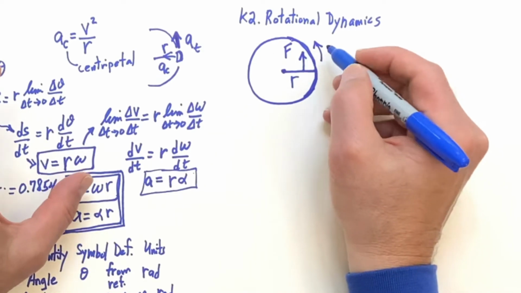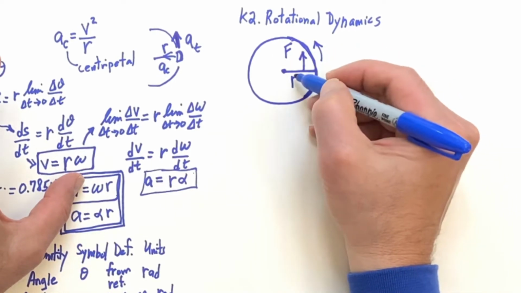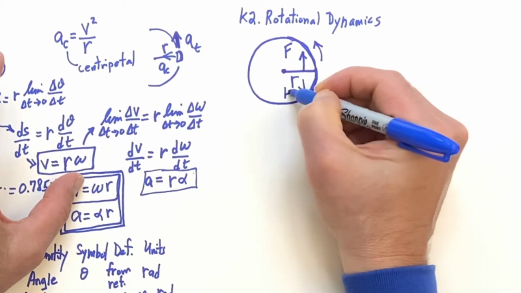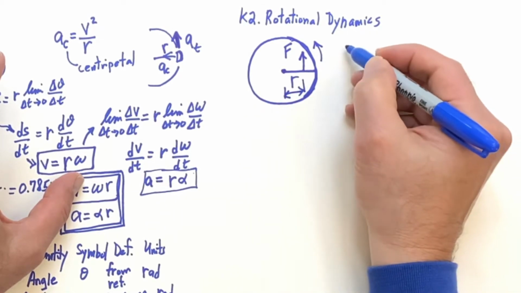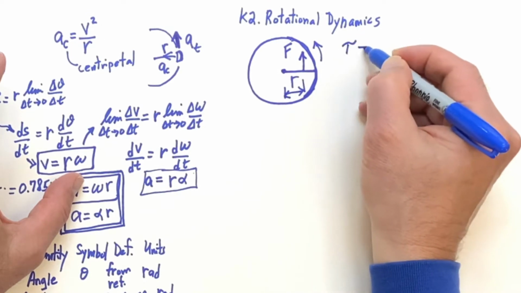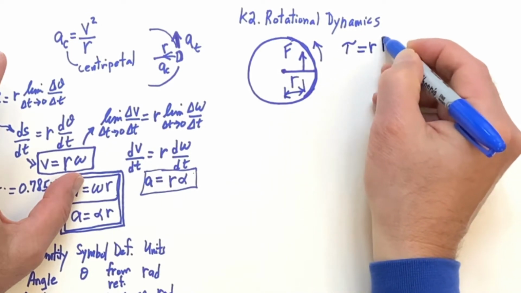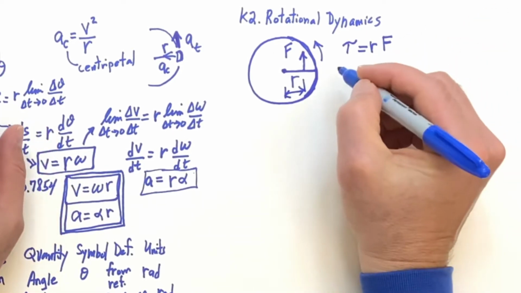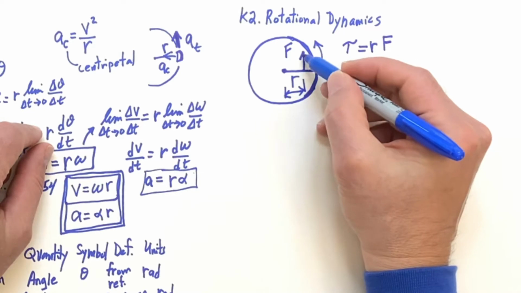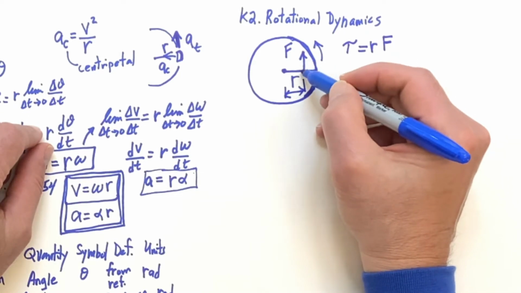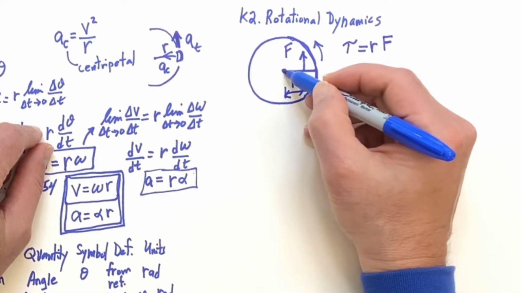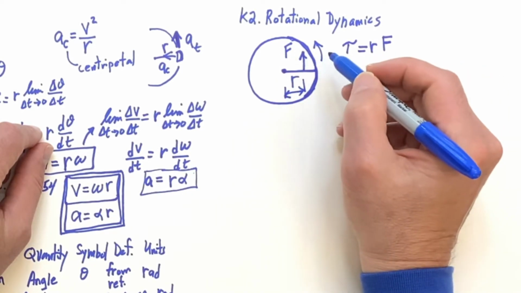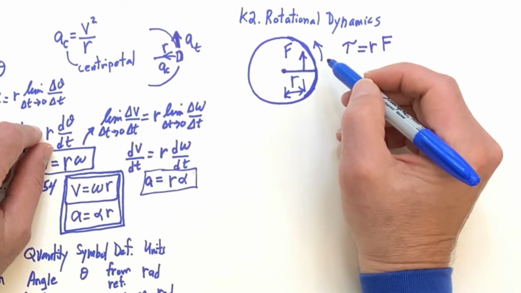So here, if we have the F and the R, what we're going to do is make a definition and say that the torque, tau, the Greek letter tau, is R times F. Now there's no physics yet. This is a definition, which makes sense because the force being applied at a greater distance from the center will have a greater effect on getting this to rotate.